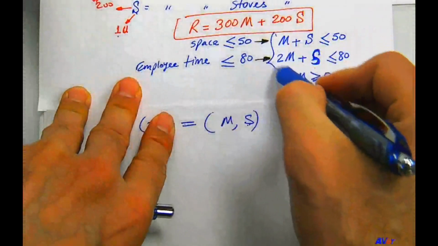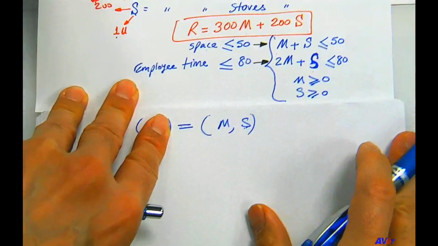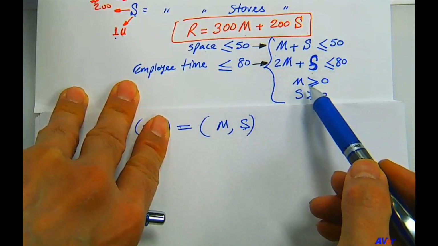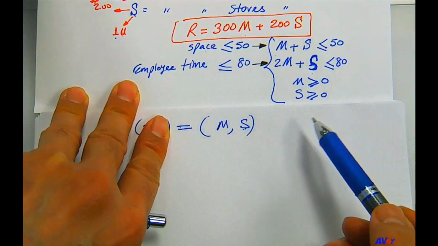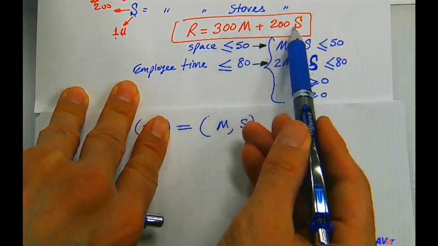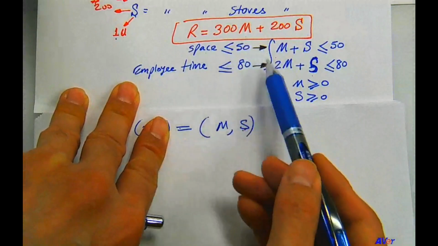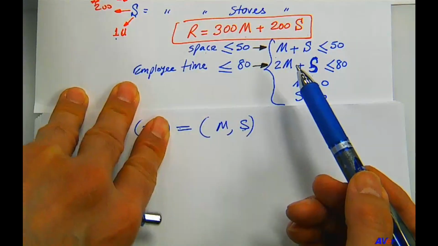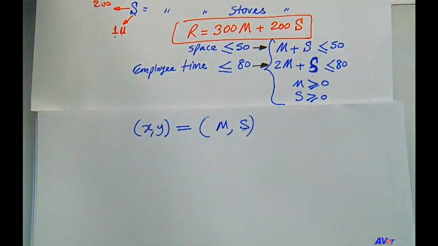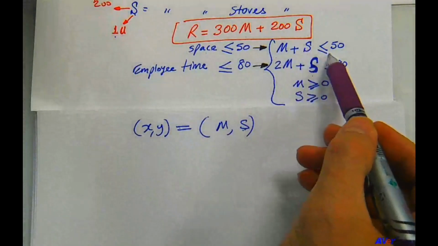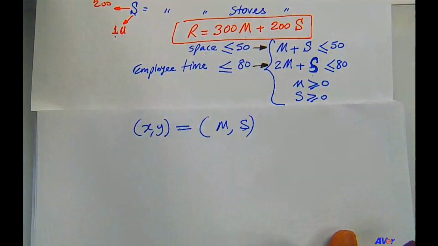So these are our constraints, those 4. We're going to graph these one by one, find the region of solution, find the feasible corner points, plug those corner points into the revenue function, and determine where it is maximized. Okay, so that's basically the game plan. First, let's graph this one, m plus s less than or equal to 50.